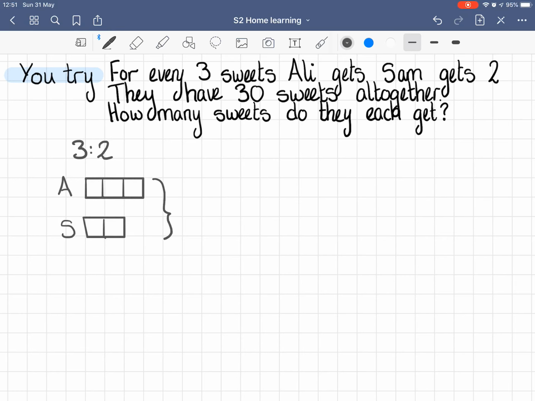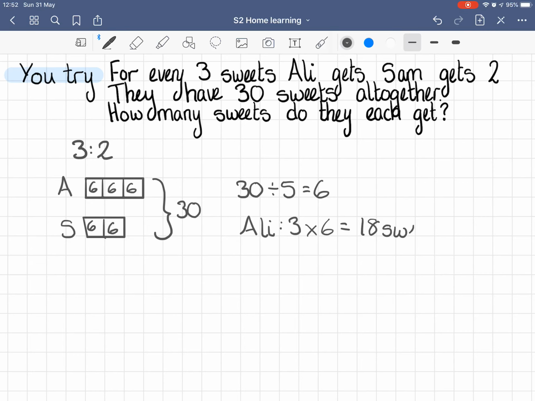And I know that altogether they have 30 sweets. So that means altogether my 5 parts, 30 divided by 5 gives me 6. Each part is going to be worth 6. Now if I want to know how many sweets Ali gets, well, Ali has 3 parts of 6, or 3 times 6, which is 18. And Sam has 2 parts of 6, or 2 times 6, which I know is 12.